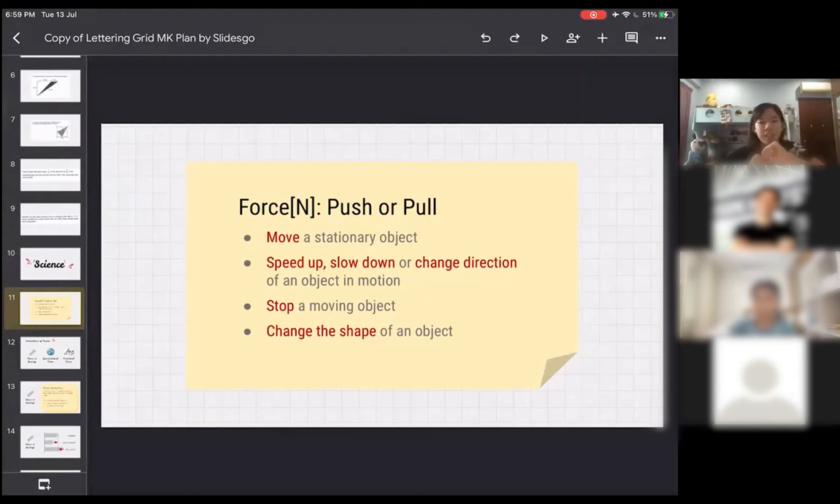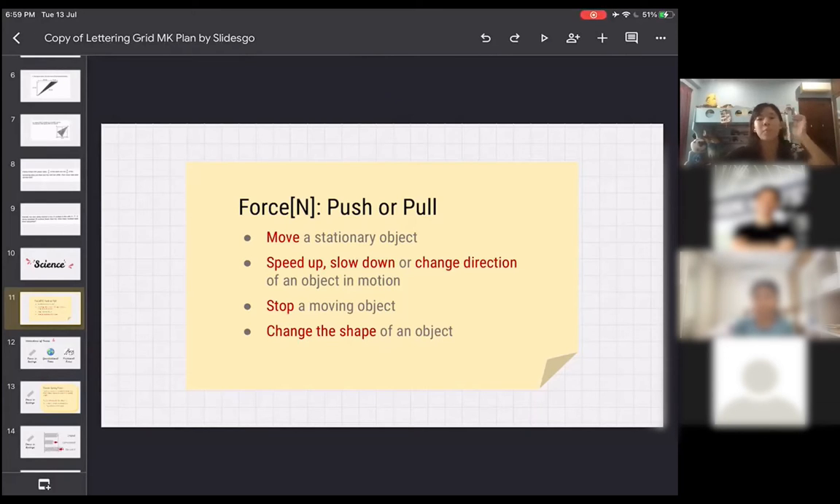It could move a stationary object, means like if I have a ball over here and it's not moving, and if I put a force on it, it will start to move. So that's moving a stationary object. So it can speed up, slow down, or change direction of an object already in motion. So if my ball is already rolling, if I add a force onto it, it can either roll even faster, or if I put it in a different direction, it will slow down, or I could knock it in a different direction so that it will change direction also. Yeah, so it could do these three things.